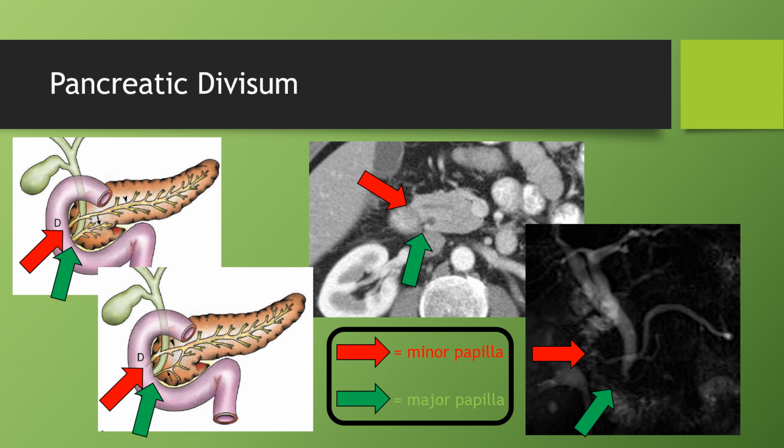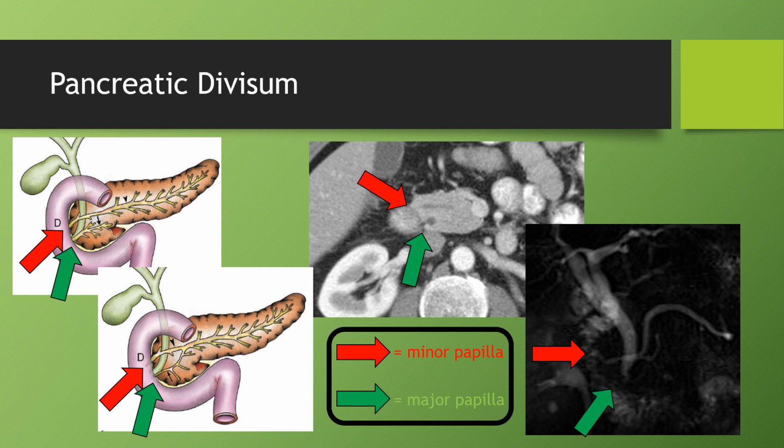Sometimes they are connected and there's equal drainage between the minor and the major ducts. However, if the major duct is not carrying the heavy work here, then that can lead to pancreatitis. I've got a couple images here. This is a CT axial image, and the red arrow is pointing to the pancreatic duct that's draining into the minor papilla, whereas the green arrow is pointing to the common bile duct, which is where the pancreatic duct is supposed to be going into the major papilla.